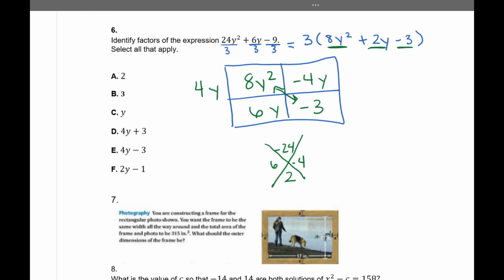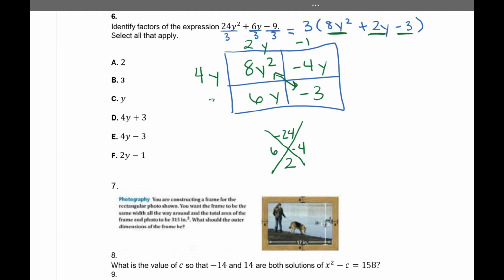Okay, so now all I need to do is, 4 times what gives you 8? Well, 4 times 2. And then y times what gives you y squared? Well, y times y gives you y squared. All right, let's continue. 4 times what gives you negative 4? Well, 4 times negative 1 gives you negative 4. Last row, blank times 2 gives you 6y. Well, 3 times 2 gives you 6, and then the y.